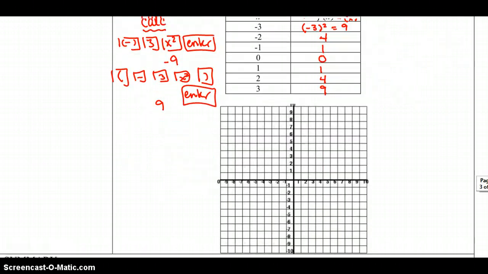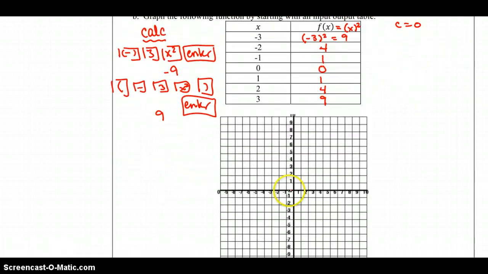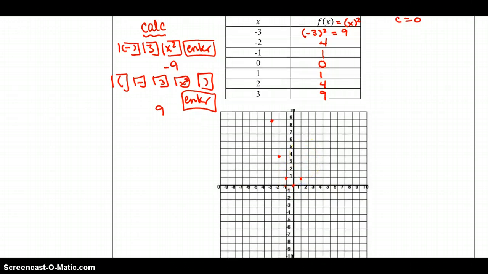So now, if we graph these ordered pairs, we get a point at -3, 9. We get another point at -2, 4. And another point at -1, 1. And another one at 0, 0. 1, 1. Sorry about that. So now, our next one, we've got our point at 2, 4. And another point at 3, 9.